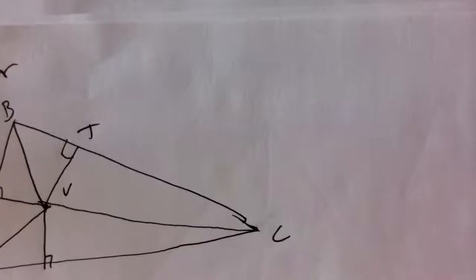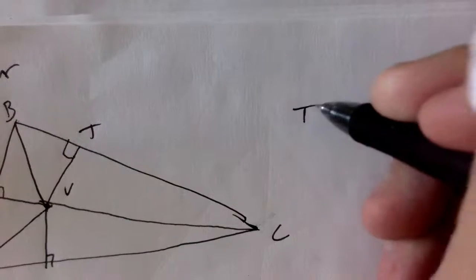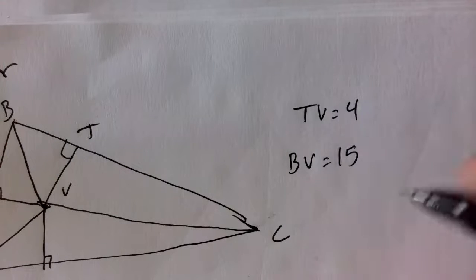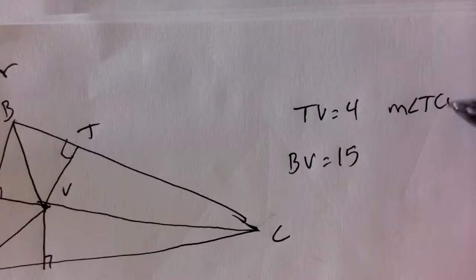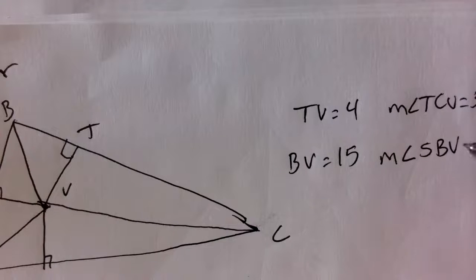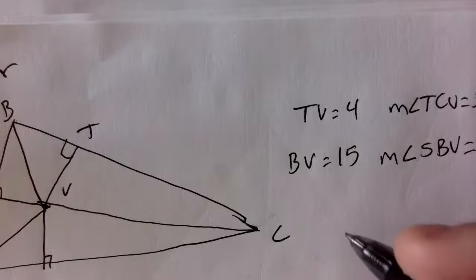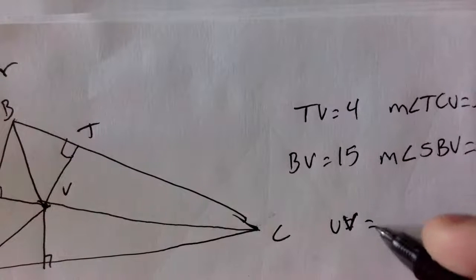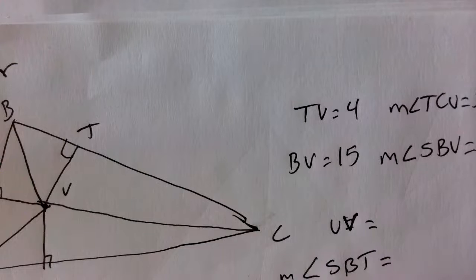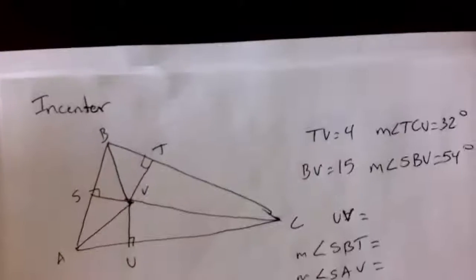Alright, the information they give to us. They say that TV equals 4, BV equals 15, the measure of angle TCU equals 32, and the measure of angle SBV equals 54. So that's the information they give to us. What they want us to find is UV, angle SBT, and angle SAV. And these are measures. Alright, so this is the information they want. And then I'm going to scroll out so you guys can see it better.